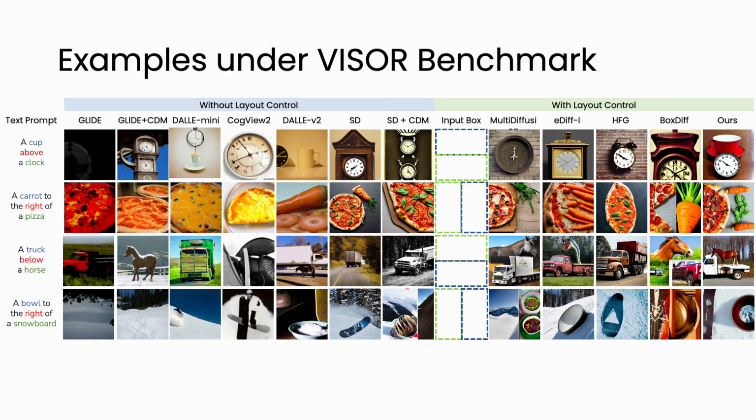Here we provide some qualitative comparison with other methods. As shown in the figure, methods without layout control generally struggle to follow the spatial instructions in the text. Even methods with layout control can sometimes generate the wrong layout. Instead, as shown in the last row, our method can generate the right layout, even when the two objects in the text, the ball and the snowboard, are usually not seen together.